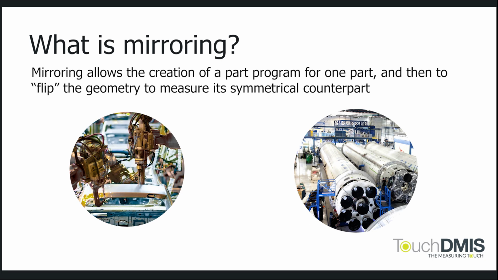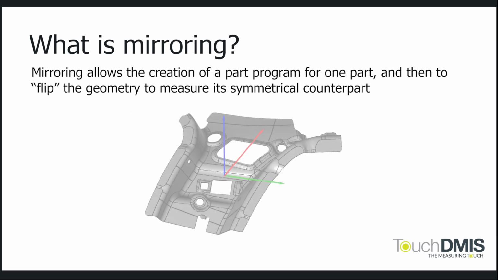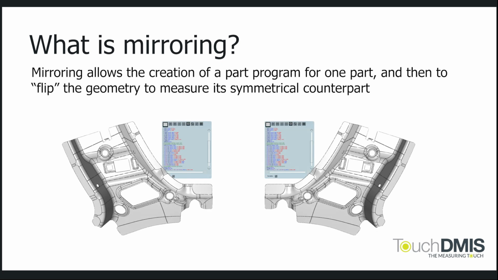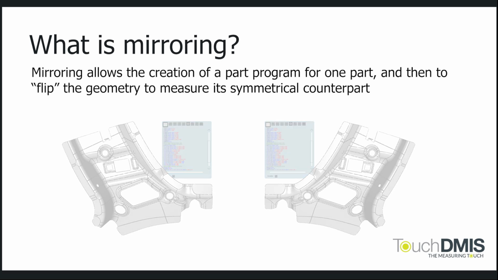This technique is ideal for symmetrical parts, crafted especially in the automotive and aerospace industries. Here we will see how TouchDMIS can handle the mirroring by automatically calculating the coordinate systems, go-tos, points, and head angles. In this way we can ensure that the same measuring strategy is applied for both parts, maintaining quality control and ensuring that tolerances for features and positions are met with the same precision on both sides.